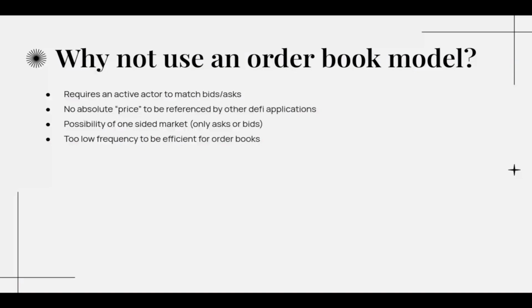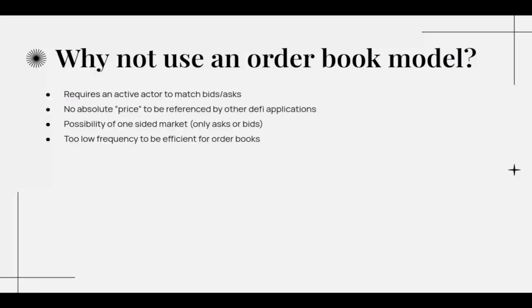And also, for low liquidity tokens being traded, there could be a case of there being a one-sided market where there are no asks or no bids. And that creates another case where it's really hard to determine what the price of an asset is. And if you're using that data or you want to trade low liquidity tokens, it's kind of hard with an order book. It's also too low frequency to be efficient for order books.